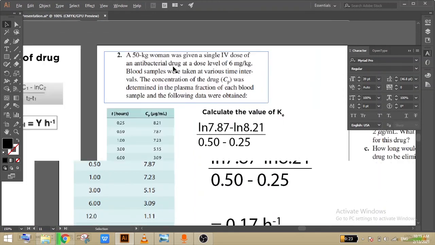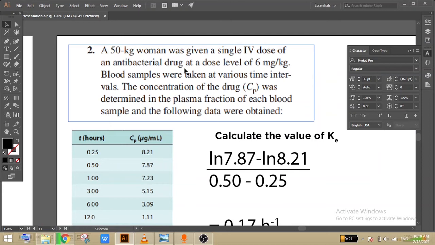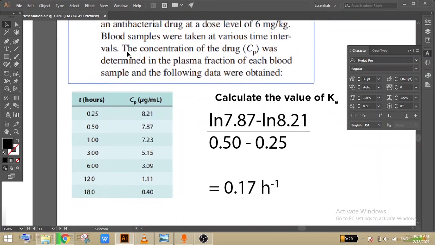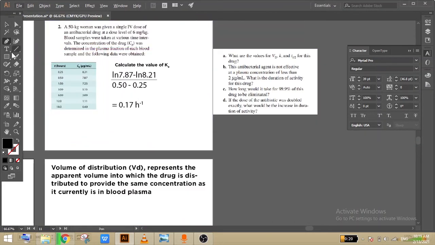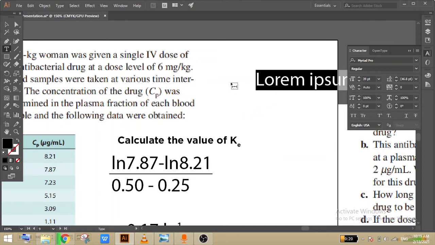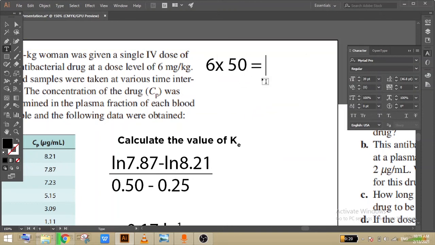For this, we first need the dose of the drug. The dose will be 6 into 50, as 6 mg of drug is given per kg of the weight. The woman has a weight of 50 kg, so the dose will be equal to 6 into 50, which is going to give us 300 milligrams. Okay, the next thing is VD.